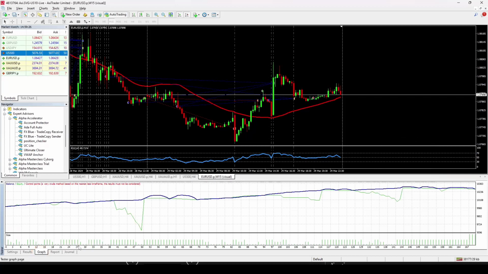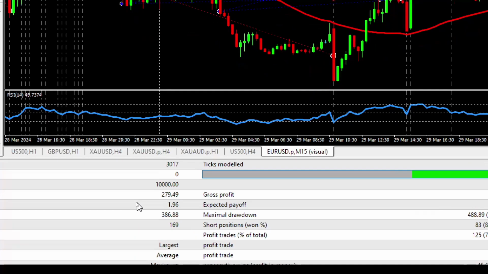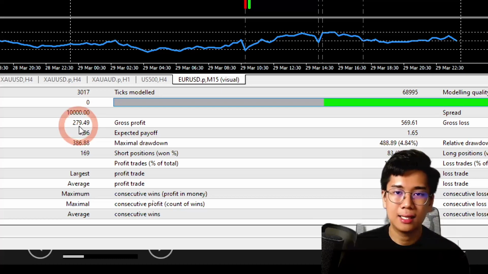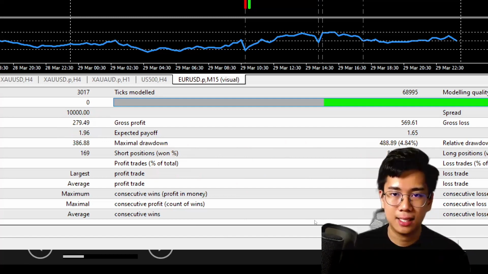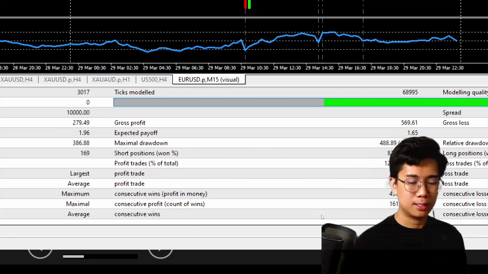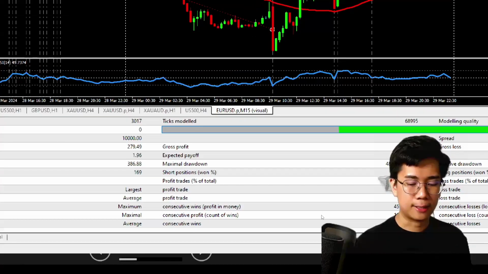Alright, profit $279 and ROI is $279 profit. Profit trade is 73%, meaning that your win rate is 73%. The drawdown is only 4%, meaning that at most risk, you're only risking about 4% of the account.